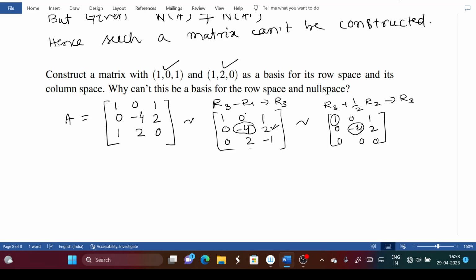Why this can't be basis of row space and null space? As row space is orthogonal complement of null space, no non-zero vector can be common to both these spaces. So these two vectors cannot be common to this space as well as this space. Only vector common to these two spaces is the zero vector. Hence, no non-zero vector can be common, so that's why it cannot span the row space and null space.